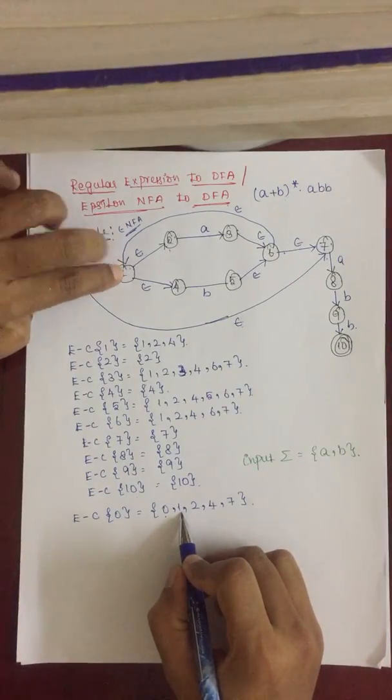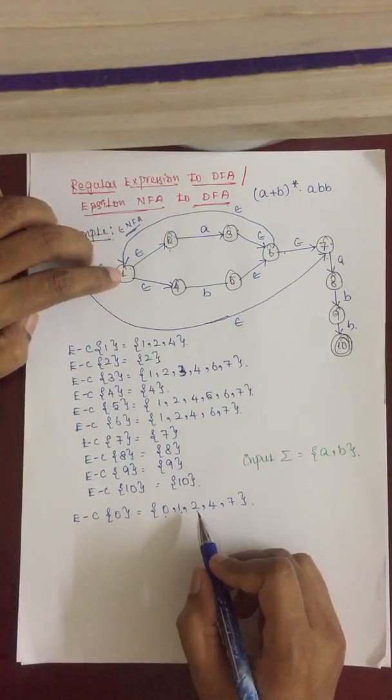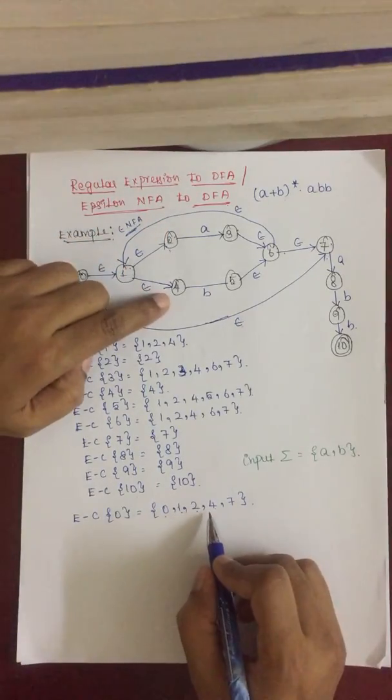Then again from 1 with epsilon it is going to the state 2. Yes, I have written the state 2. Then again with the 1 it is going to the state 4. Yes, I have written the state 4.